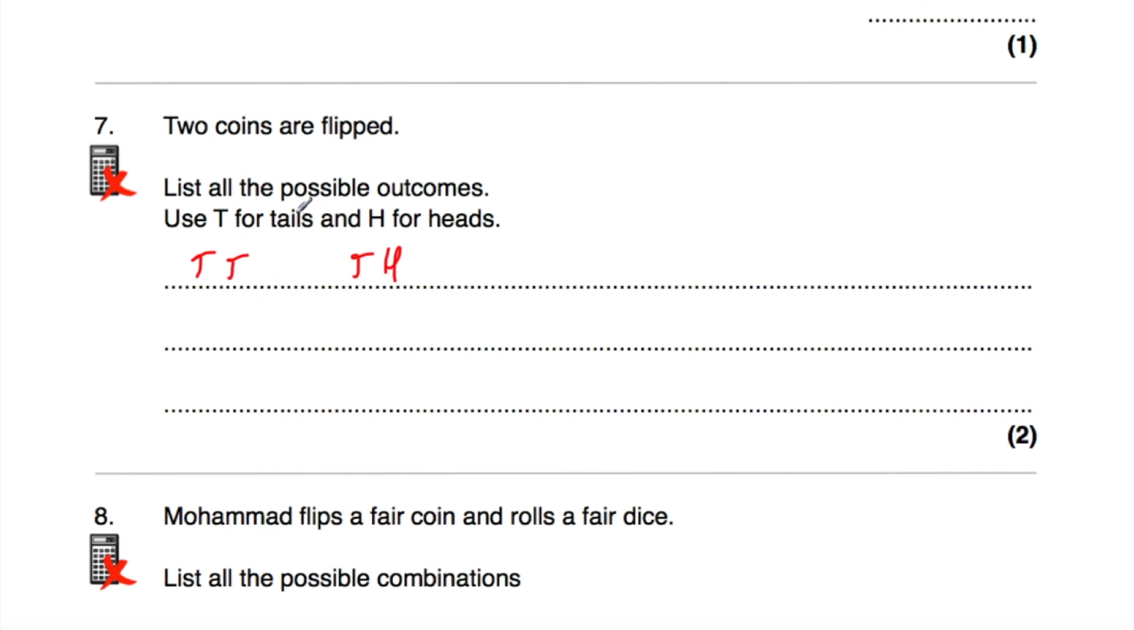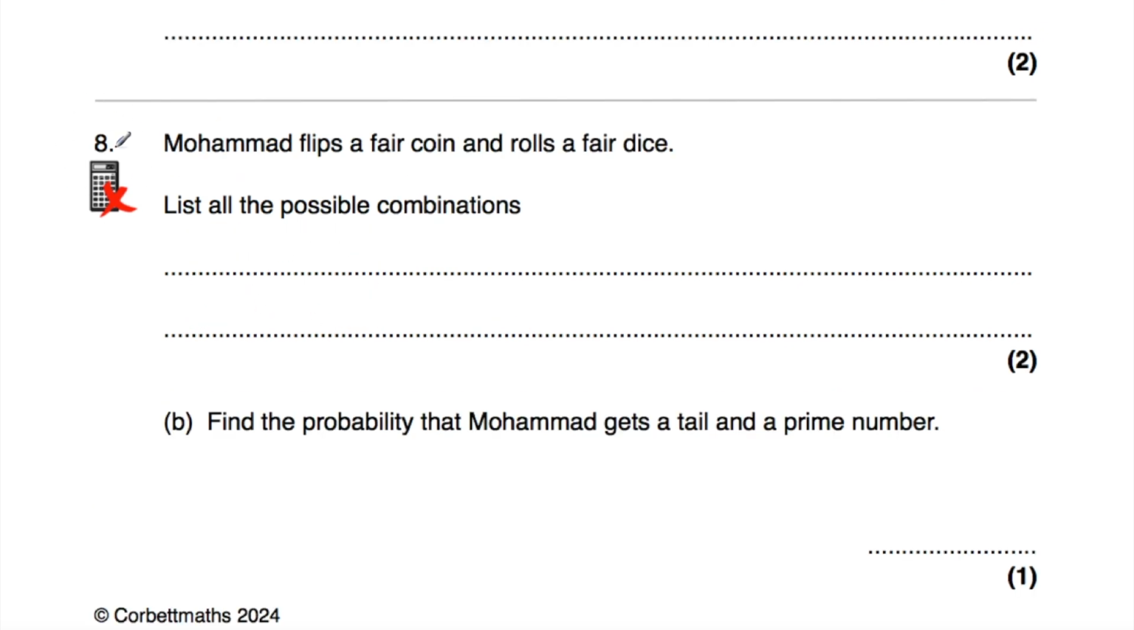Now let's consider the options where he gets a head on the first coin. So he could get a head and a tail, and a head and a head. So there's 4 possible options. There's a tail and a tail, a tail and a head, a head and a tail, and a head and a head. So that's it. Okay, let's look at our next question, question number 8.